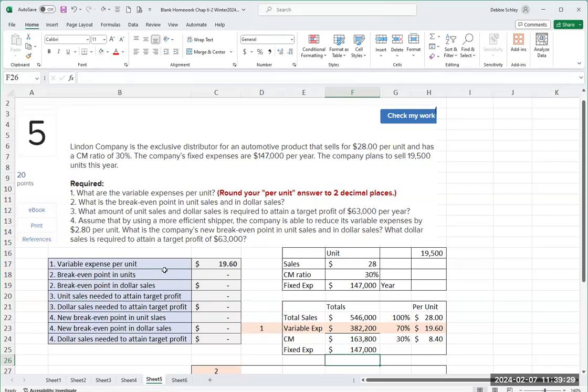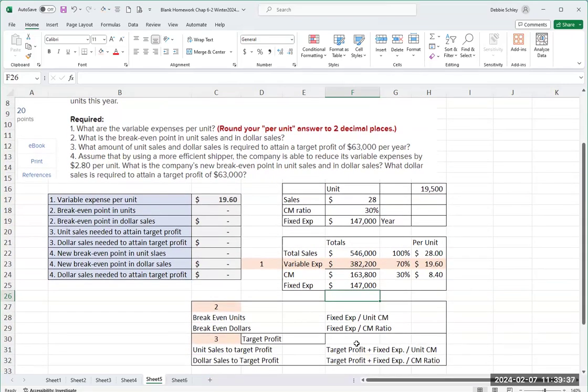What is the break even point in unit sales and in dollar sales? So first they want it in units and then they want it in dollars. So the definition of how you get to the break even in units is the fixed expense, right? Because break even just means there's nothing left over after we pay fixed expense. And so the contribution margin needs to cover the fixed expenses. And so to get the break even in units, we take the fixed expense divided by the per unit contribution margin. Okay.